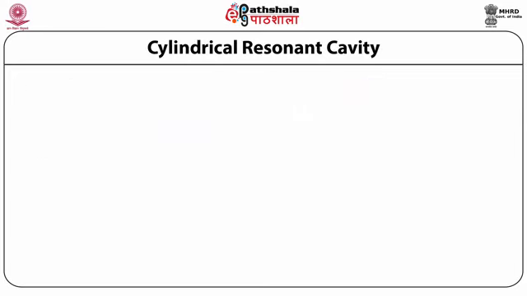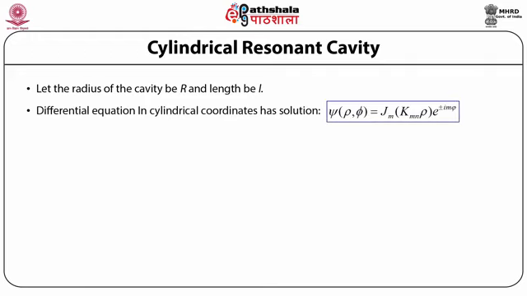Cylindrical resonant cavity. Now let us consider the case of a cylindrical resonant cavity which has a radius of the cavity as r and the length of the cavity as L. So the differential equation in cylindrical coordinates has the solution. We now define the wave function in terms of the cylindrical coordinates. So wave function psi as a function of rho and phi is equal to capital J m times (capital K m n times rho) times e to the power plus minus i m phi.